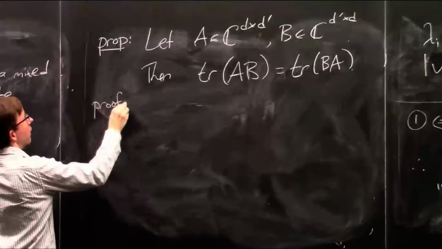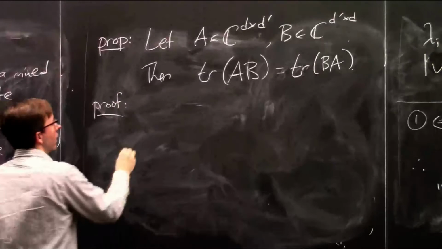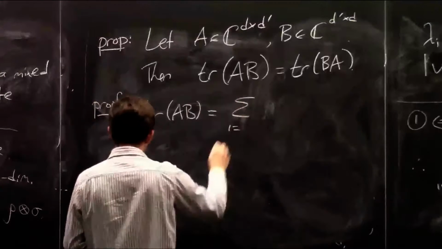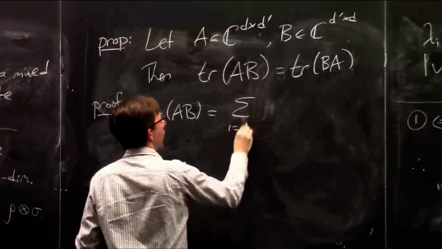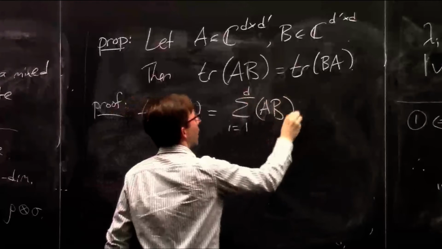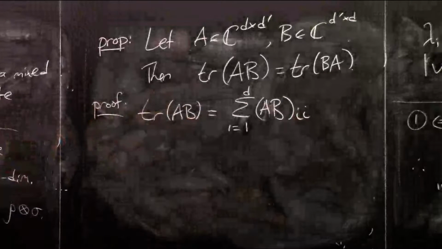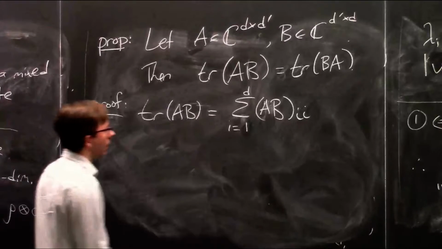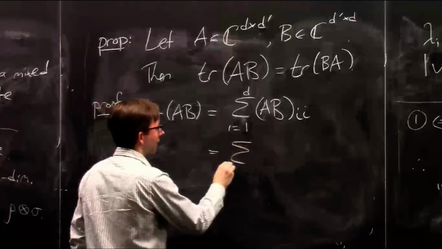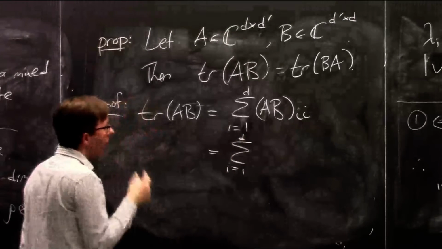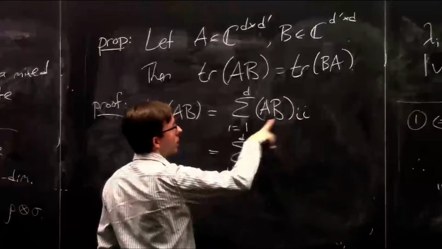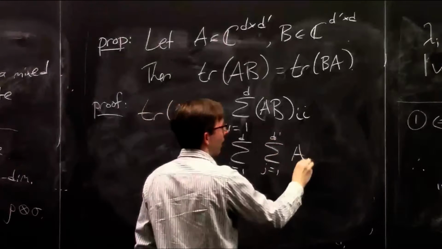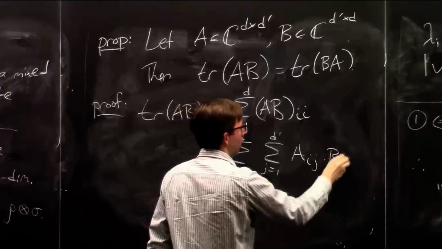OK, I'll tell you the proof of this. You just write it out, and it works. So trace of A times B, by definition, is the sum of the diagonal entries. So i goes from 1 to d, (AB)_ii. Now, you have to remember the formula for the entry of a product of two matrices. And you'll remember it as I write it out for you here. It's the sum, j goes from 1 to d prime, where you put in all indices j that can go in the middle, of A_ij times B_ji.